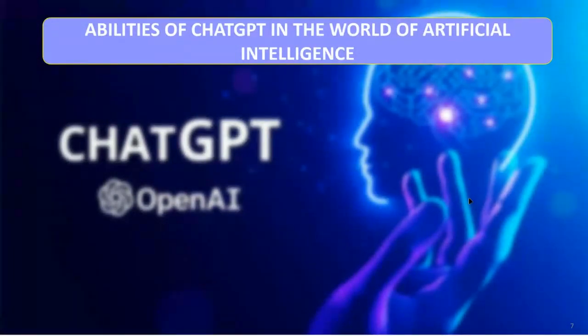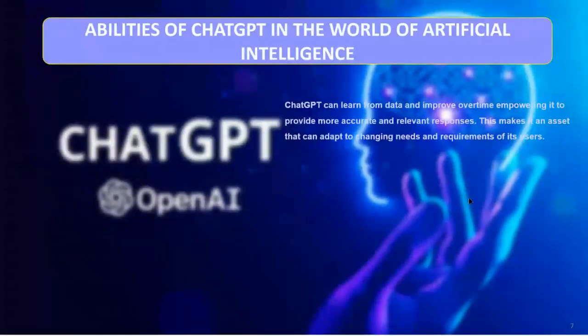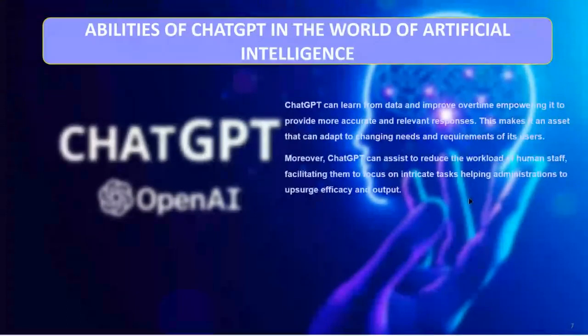Now, talking about some of the abilities of ChatGPT in the world of artificial intelligence. We are just talking about this in general, so that we could get familiar. Many of you, I think most of you, are aware of it, but just like it flows, we move from general to the specific. ChatGPT can learn from data and improve over time, empowering it to provide more accurate and relevant responses. This makes it an asset that can adapt to changing needs and requirements of its users.